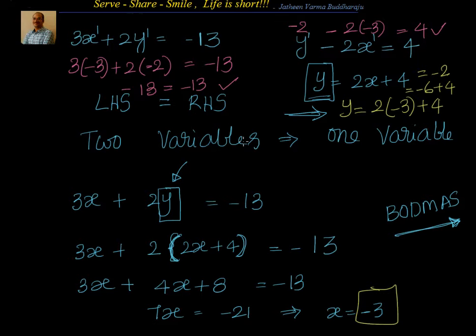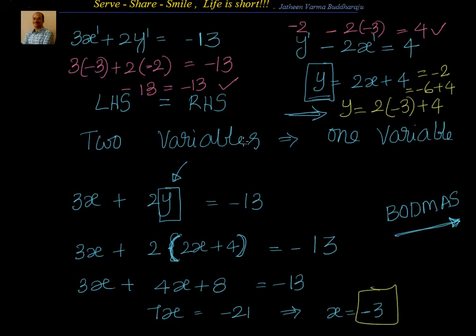Let me just try to summarize on the concept part. We have two equations in two variables, let us say x and y: 3x plus 2y equal to minus 13 and y minus 2x equal to 4. If we are able to convert this linear equation in two variables into one variable, then I can easily solve for that variable, and once I get it, I can automatically get the other variable by using the equations.